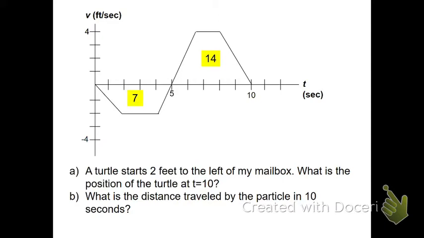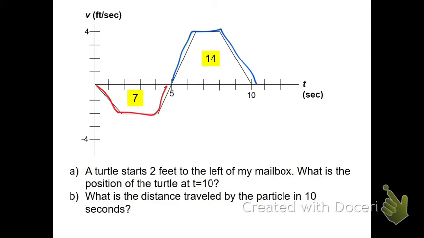Remember, if velocity is positive, the turtle's moving to the right. Velocity negative, turtle moving to the left. I keep calling it a turticle. So all of this is turtle moving left. All of this is turtle moving right. Positive means above 0.